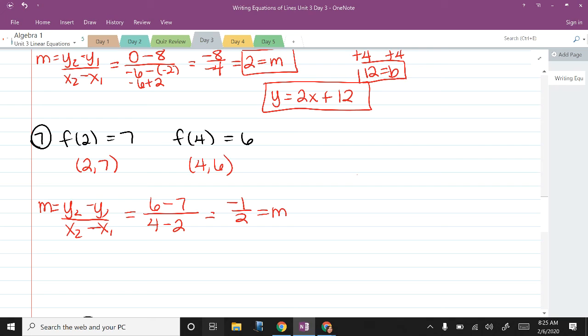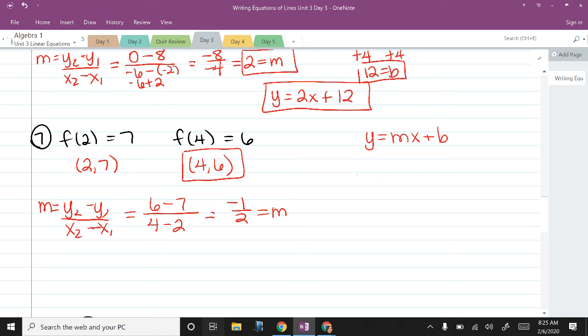Did everybody get -1/2 for the second slope? All right. Raise your hand if you use 2, 7. Raise your hand if you use 4, 6. Some of you did not answer me. Raise your hand if you use 2, 7 to get B. Raise your hand if you use 4, 6 to get B. It's about the same. I'll do 4, 6 because I did the first one last time. It doesn't matter. Everybody should get the same B, right?